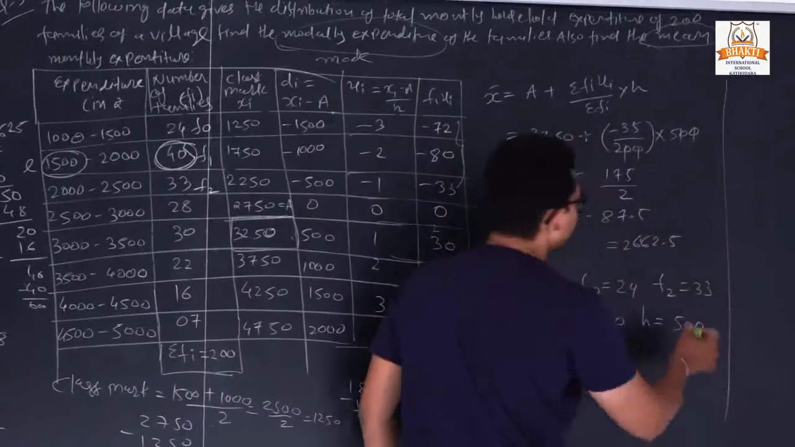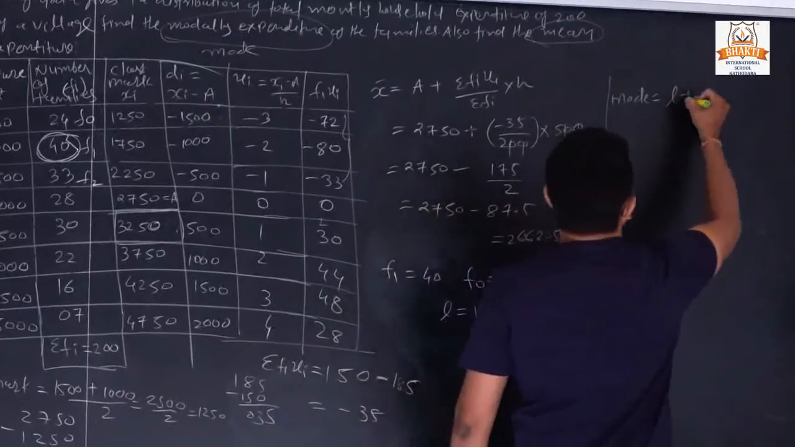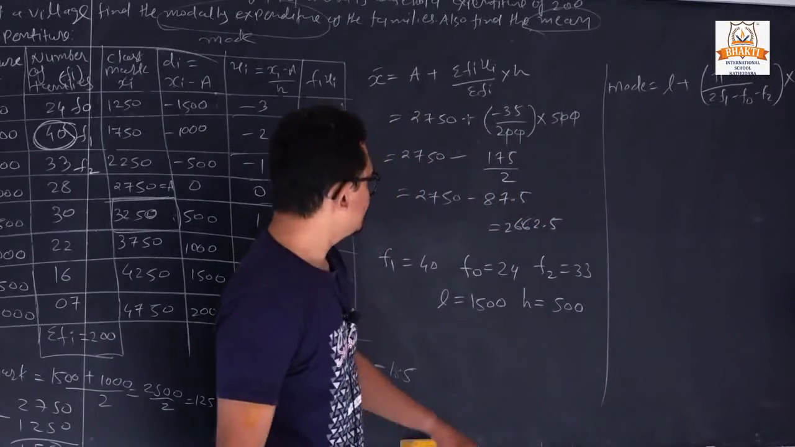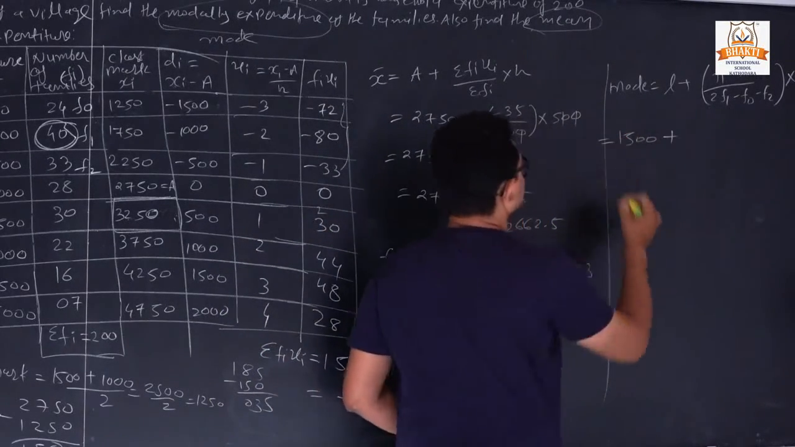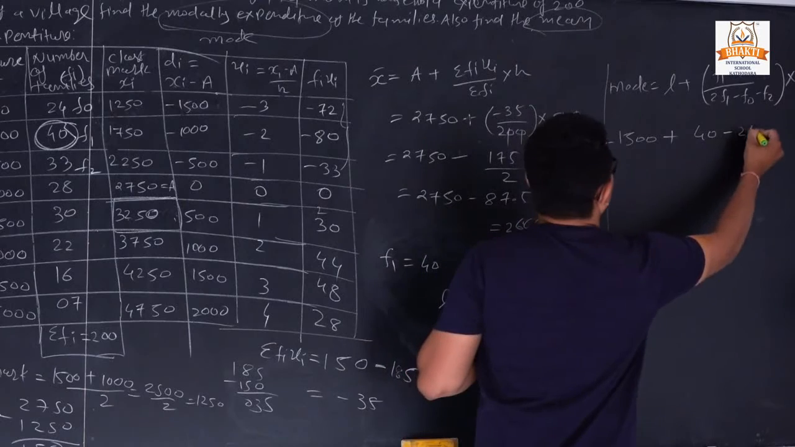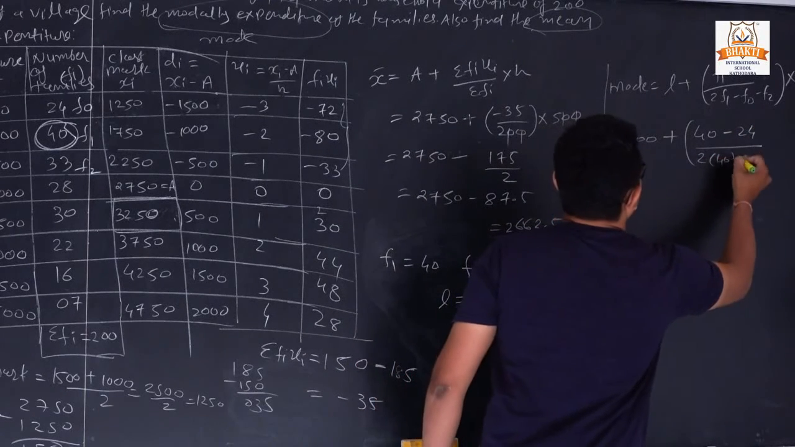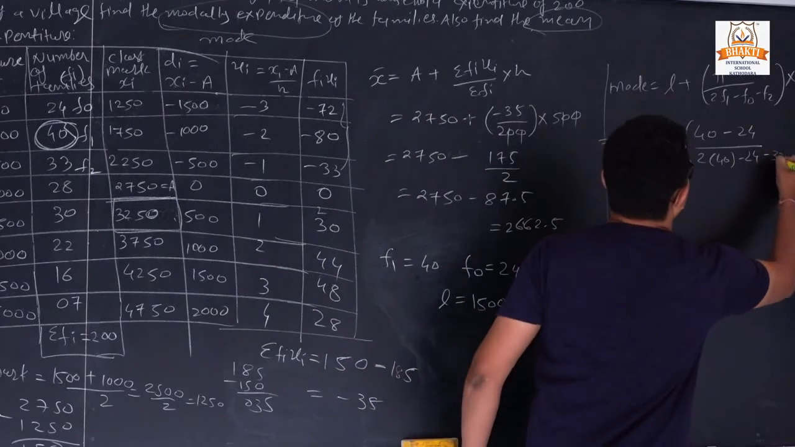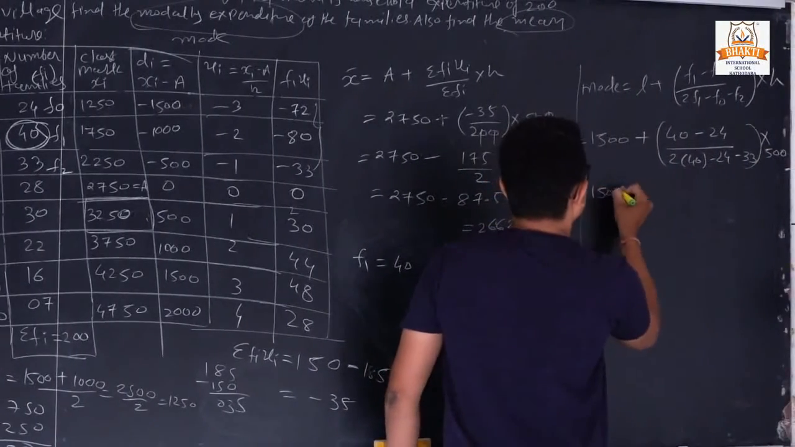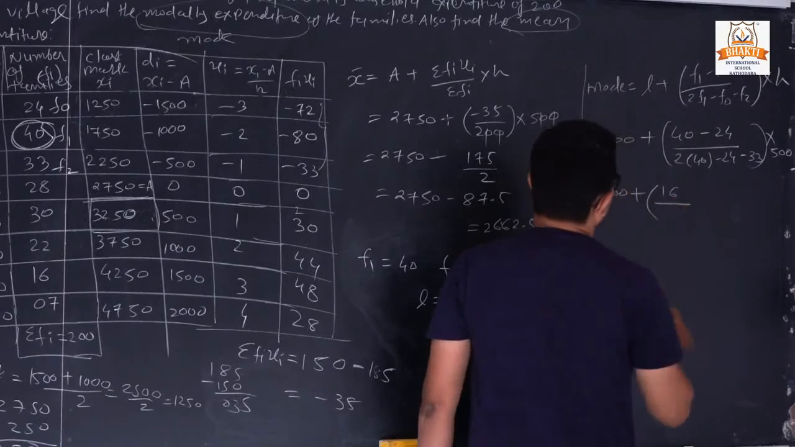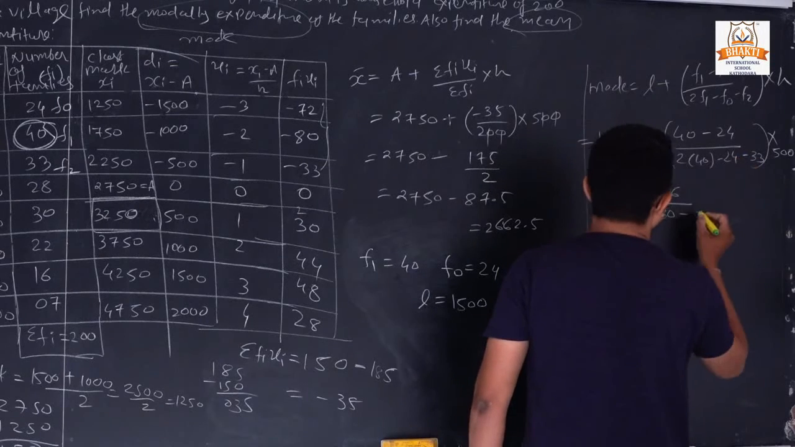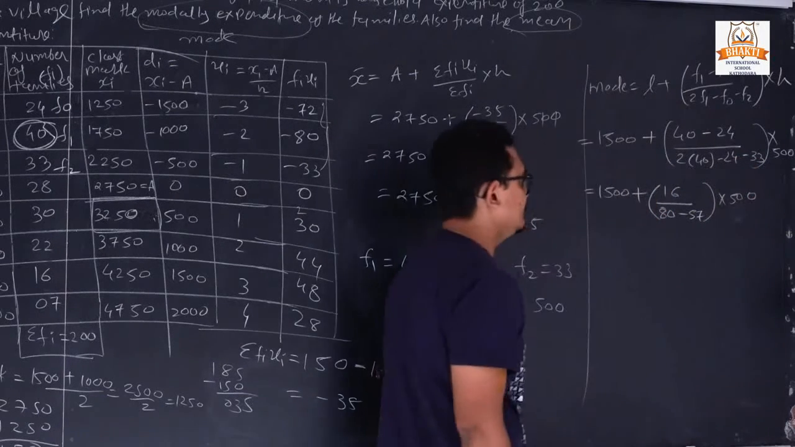Now what is the formula of mode? Mode is equal to L plus f1 minus f0 upon 2 f1 minus f0 minus f2, into h. So L is 1500 plus f1 minus f0: 40 minus 24 upon 2 in bracket 40 minus 24 minus 33, into h. So what is the value of h? It is 500. So 1500 plus 16 upon 2 times 40 is 80, minus 24 minus 33 is 57, into 500.